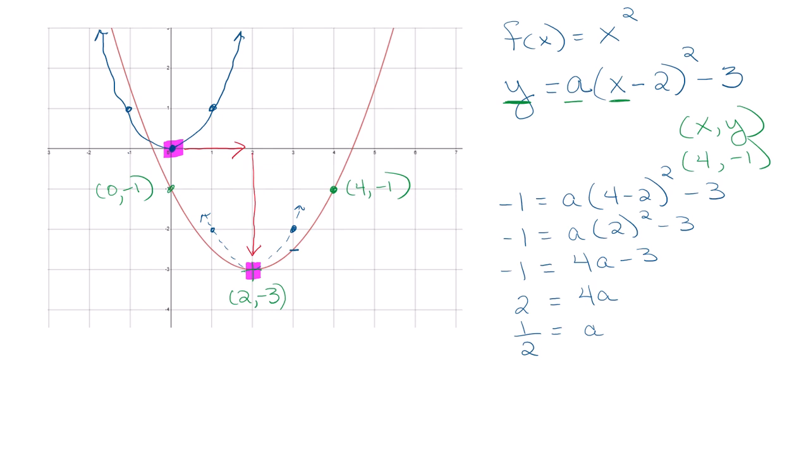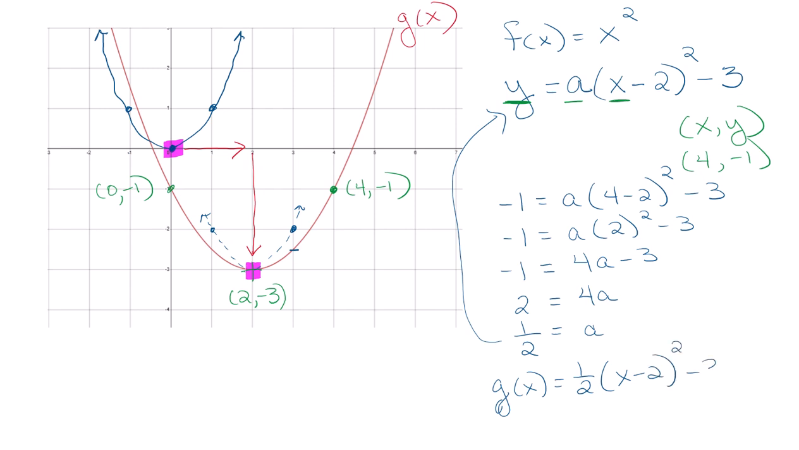Now remember, that's not the entire equation. We have to plug that back into this guy. So the equation for the red graph, we can call it g of x, because we already used f of x for our parent function. We can say g of x equals 1/2 times (x minus 2) squared minus 3.